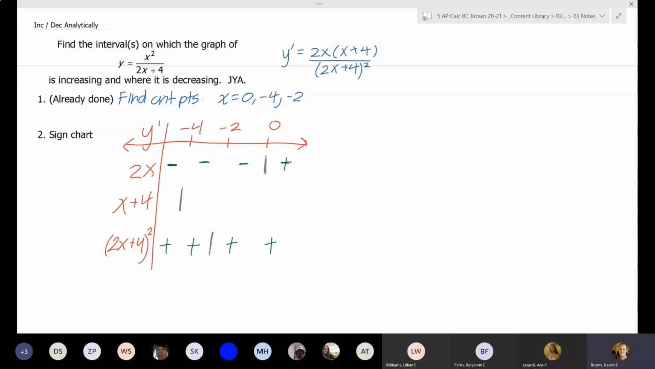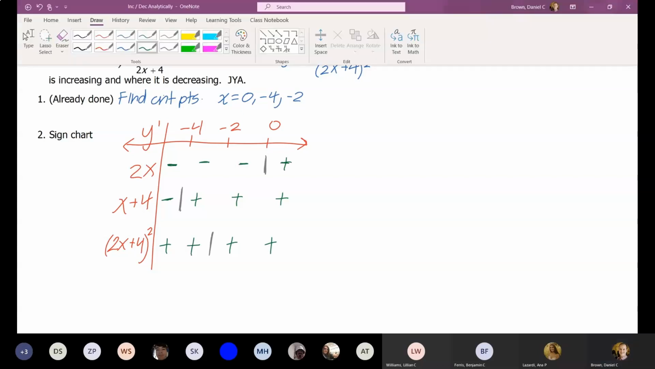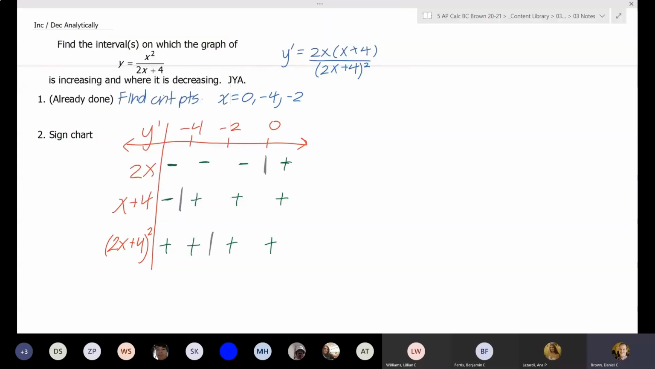And then for x plus 4, so a number less than -4, just think to yourself, I don't know, -6. -6 plus 4 is negative, so this interval is negative. Something bigger than -4, 0 is an easy one. 0 plus 4 is positive, so I know everything to the right of -4 would be positive. And then where we use this, so these are the factors of y prime. I can now figure out what y prime is overall.